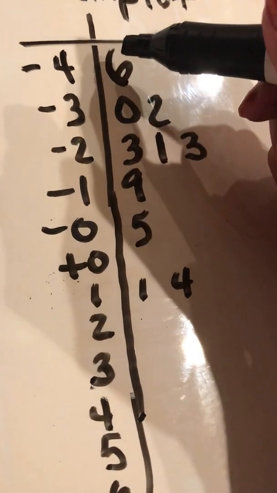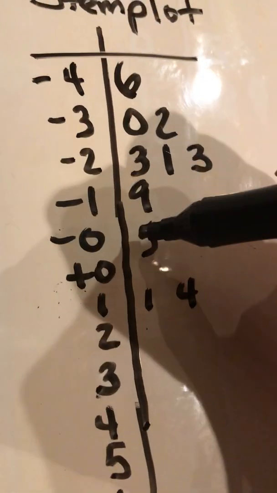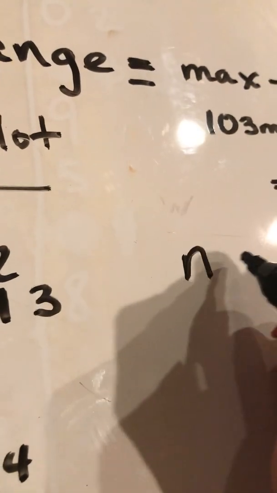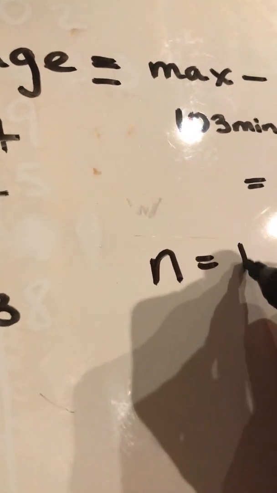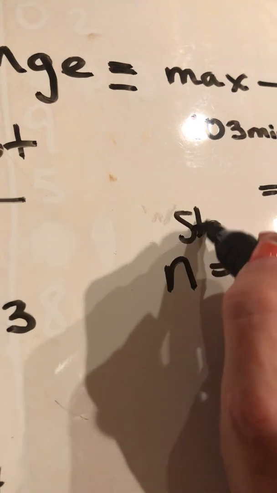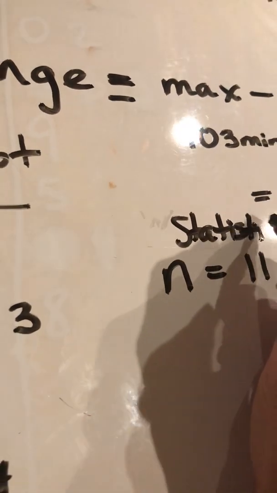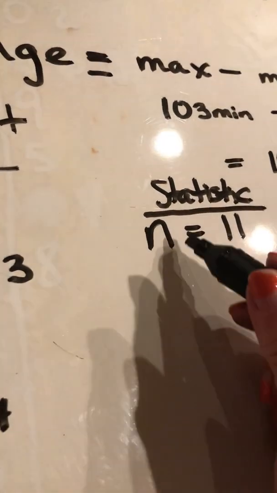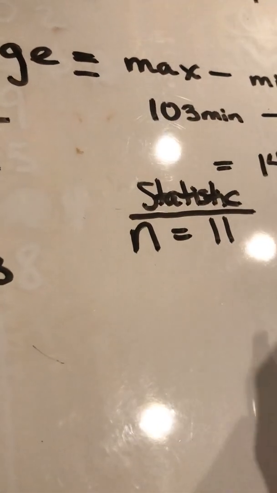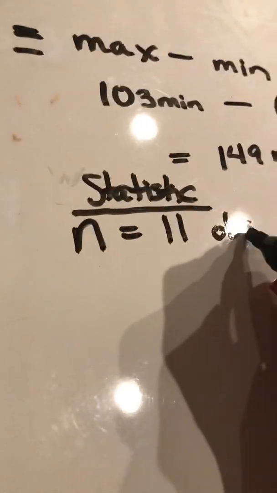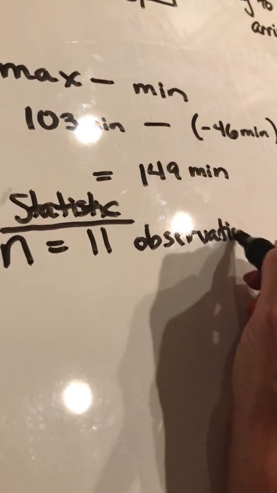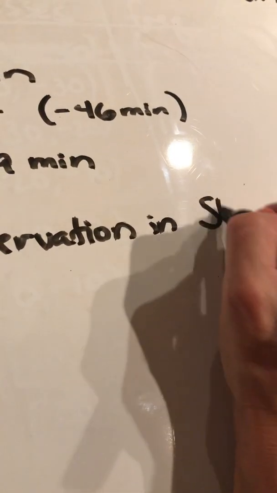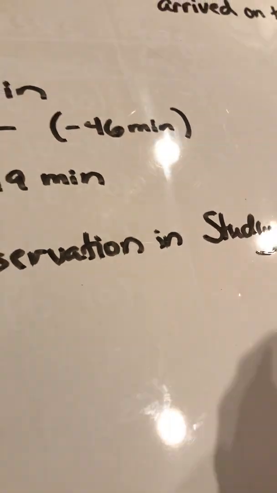I should have 11 values. 1, 2, 3, 4, 5, 6, 7, 8, 9, 10, 11. So my sample size, which is a statistic. Any values coming from my sample are called statistics. Nice Roman small n for sample size. I have 11 observations made in this study. I didn't do a treatment. It's not an experiment.